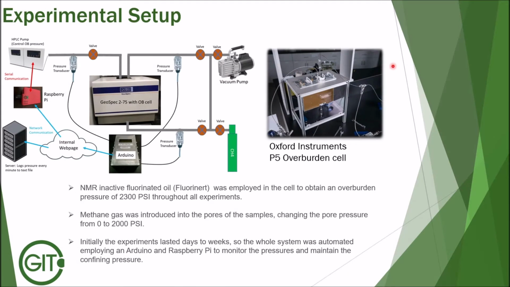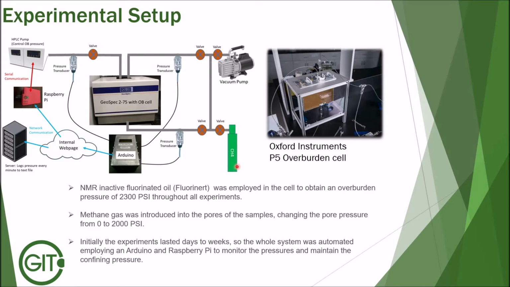This slide shows an experimental setup used to record the gas isotherms via NMR. The shale core is initially confined in one of our Oxford Instruments P5 overburden cells. In this case, Fluorinert was used to provide the overburden pressure of 2300 psi. The probe is then inserted into one of our 275 GeoSpec magnets, and then the inlet and outlet lines are connected to the gas manifold like shown in this diagram here.